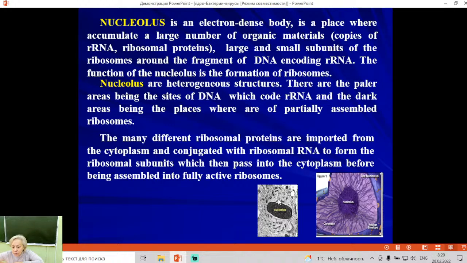Nucleolus. In the center of the nucleus, you can see the nucleolus. What is the nucleolus? The nucleolus is an electron-dense body, a place where a large number of organic materials accumulate: copies of RNA, ribosomal proteins, also large and small subunits of ribosome, around the fragment of DNA encoding RNA. The function of the nucleolus is the formation of ribosomes.